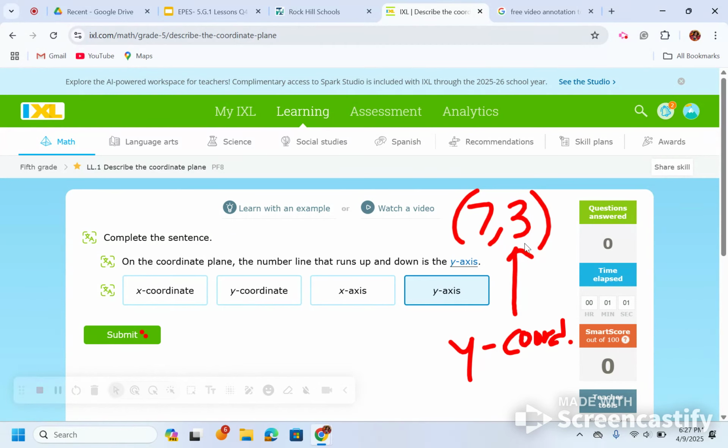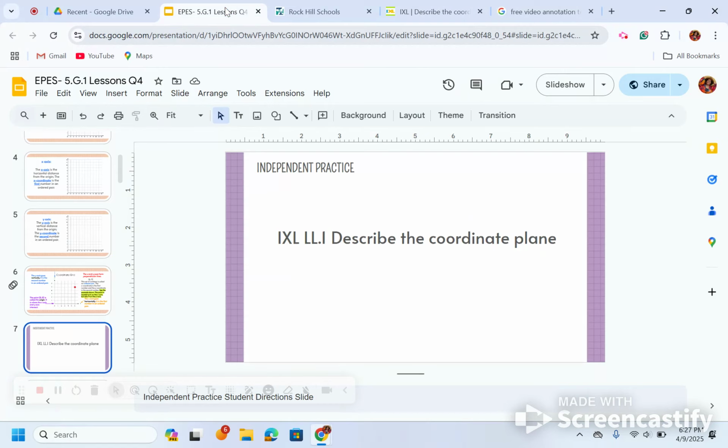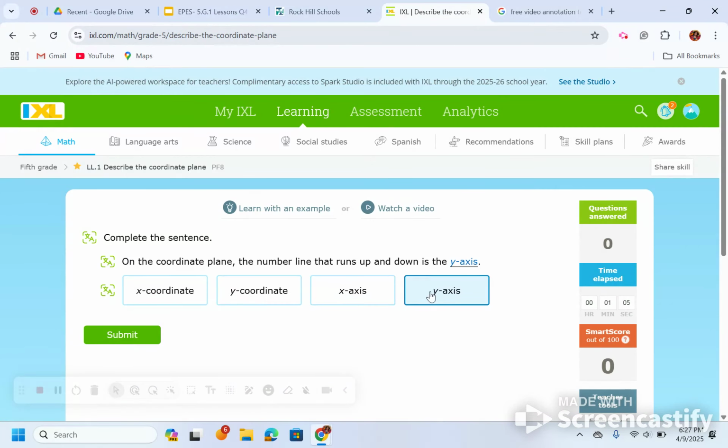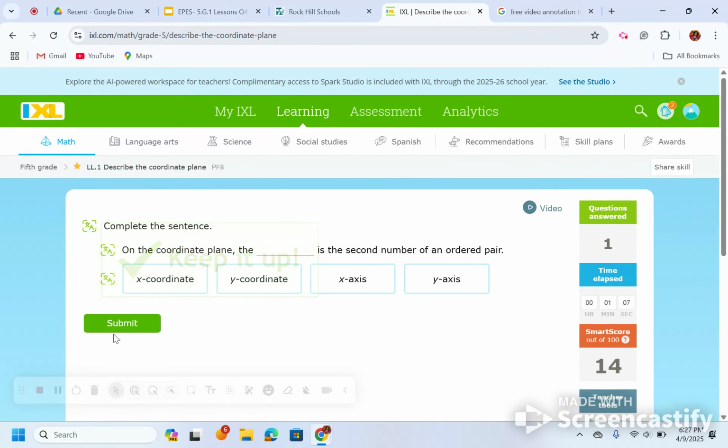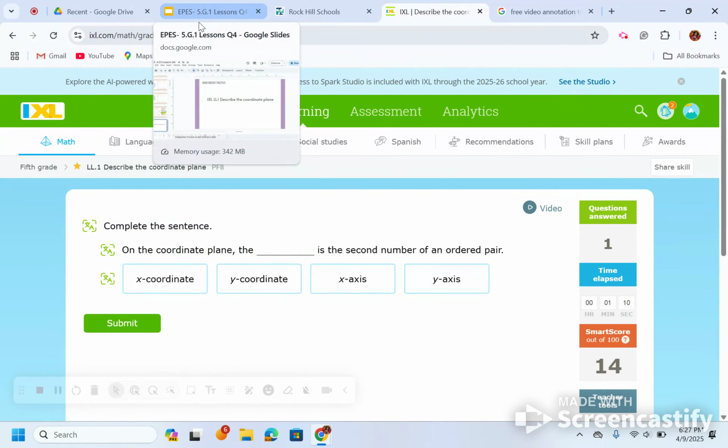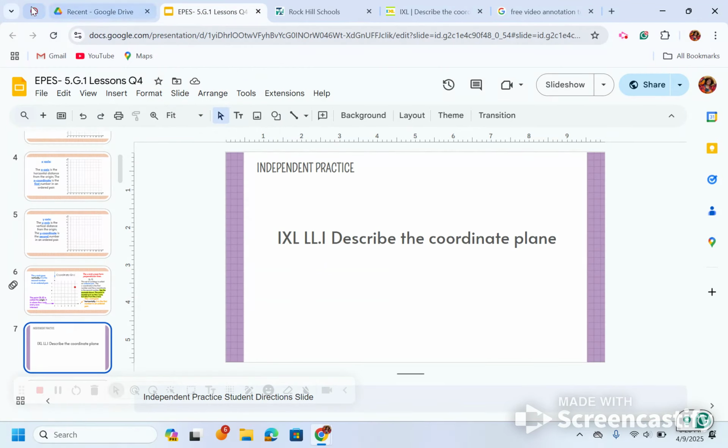Sorry guys, I'm trying to click it. Does that make sense? I hope it does. If you have any questions, you can message me in Canvas. All right, go ahead and get working.